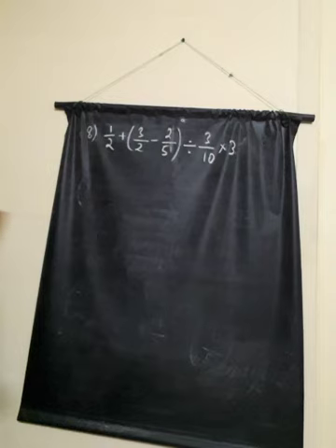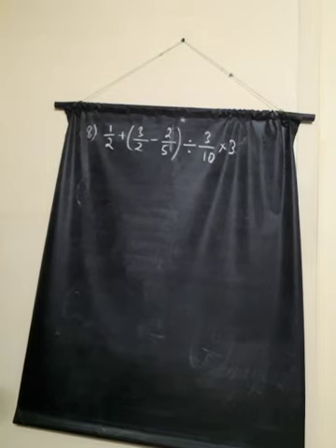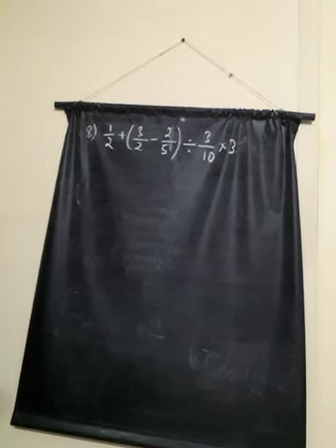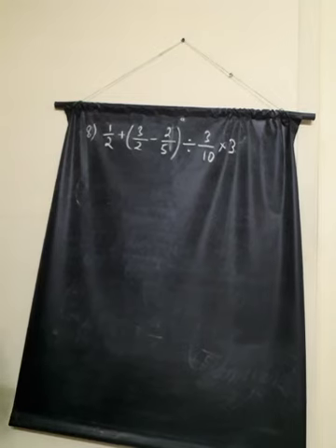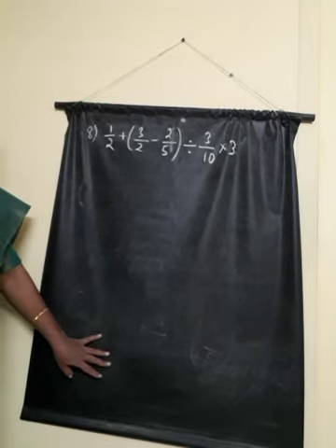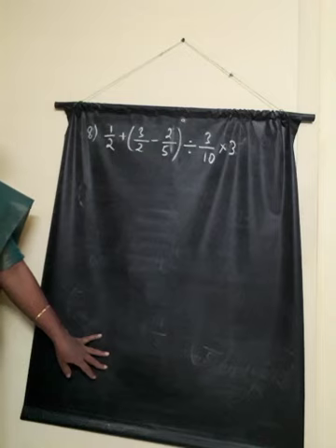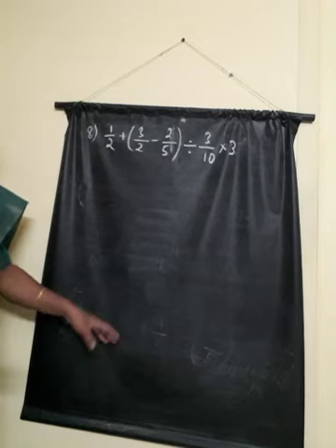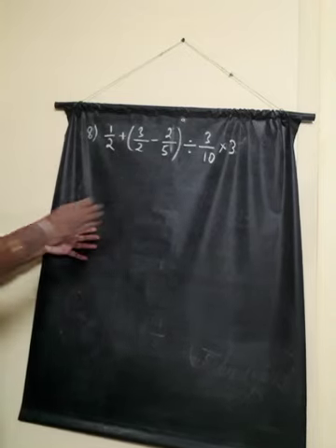The 8th sum is: simplify 1 by 2 plus 3 by 2 minus 2 by 5 divided by 3 by 10 into 3. Show that it is a rational number that lies in between 11 and 12. Okay, let me find out the answer.